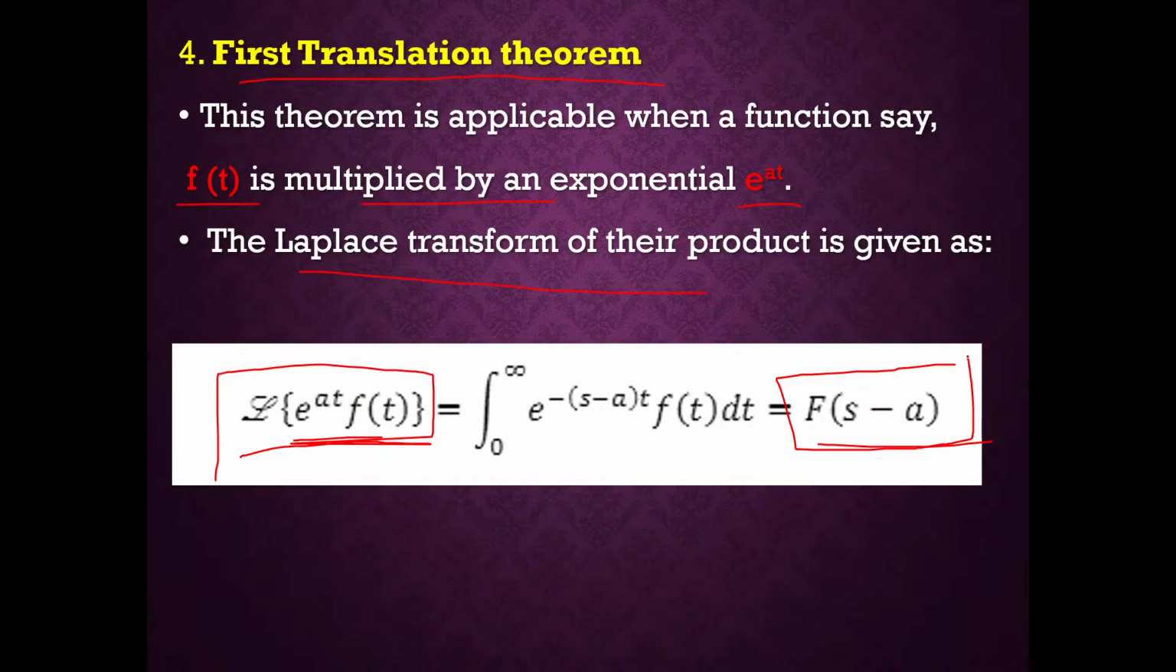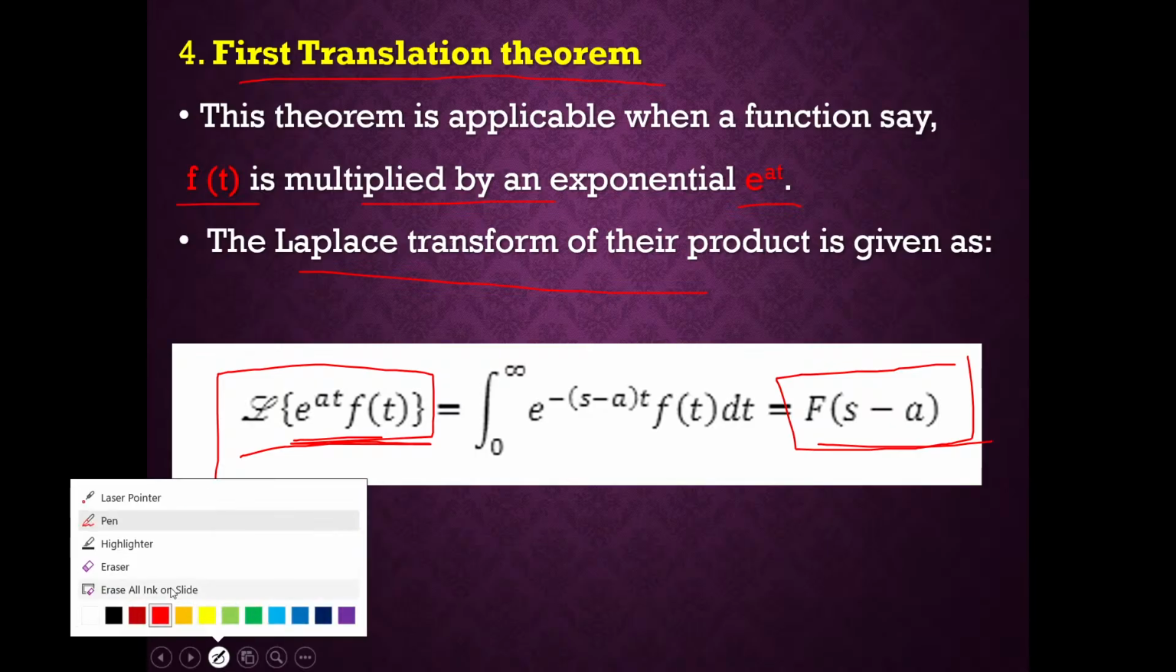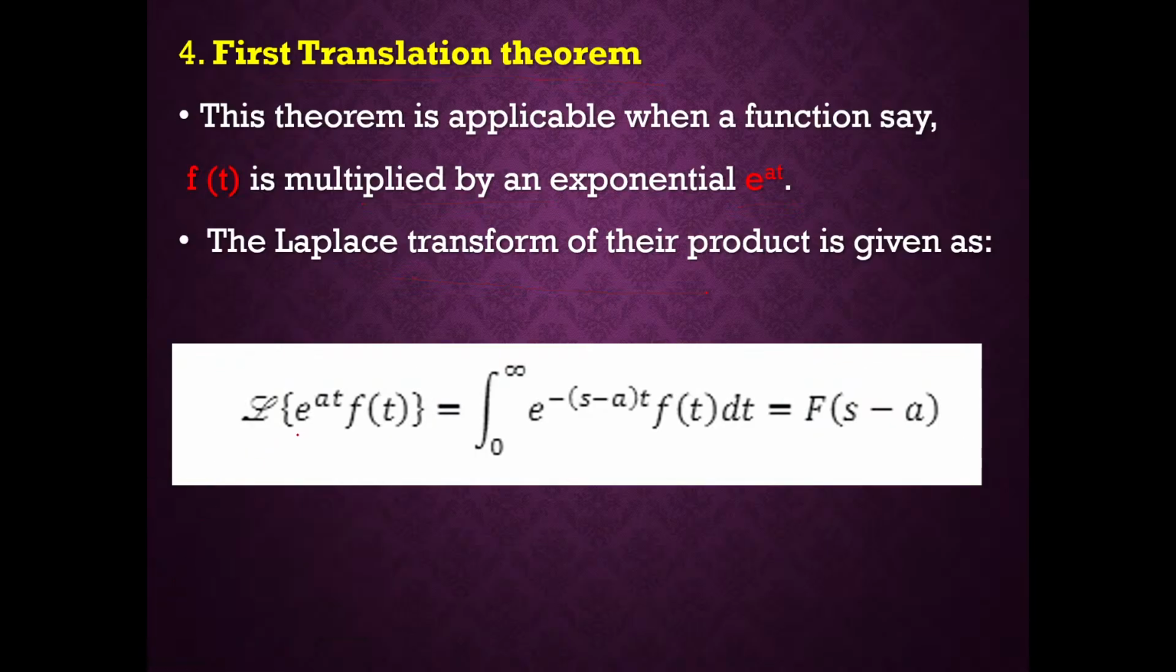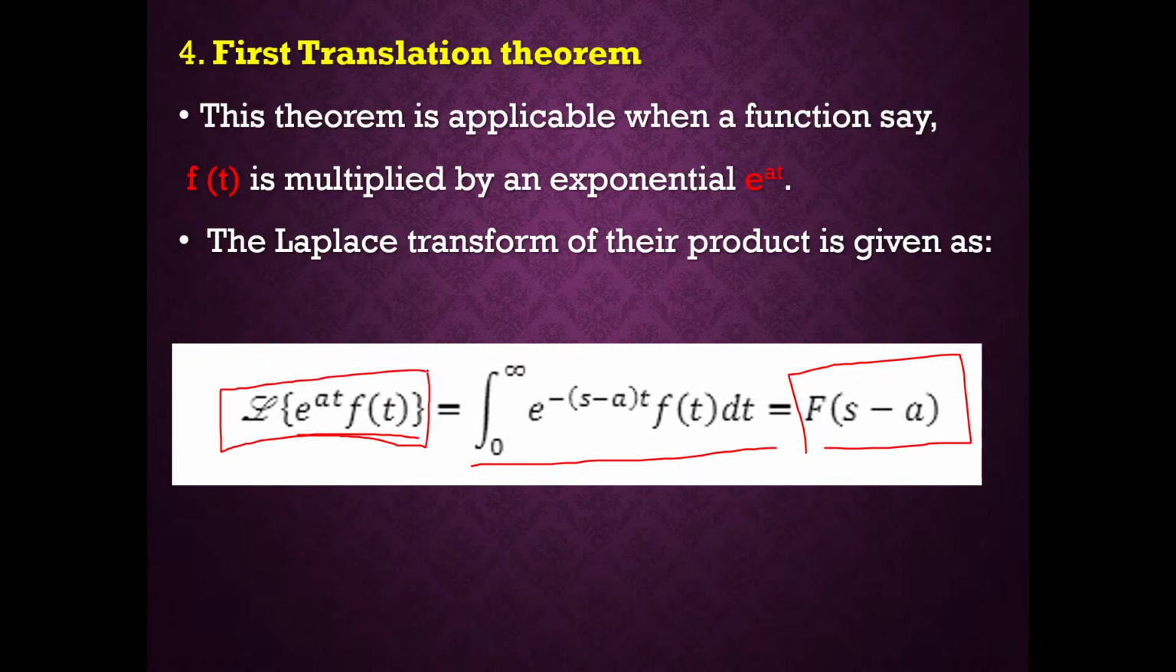Directly, if you want, you can write it like that. You can even write it in terms of the integral. If you are multiplying an exponential term with f of t and you want to take the Laplace, that can be rewritten as the integral of 0 to infinity e power minus (s minus a)t f of t dt, which is equal to F of s minus a. So there is no need to write this integral part directly. You can write the Laplace term as equal to F of s minus a.